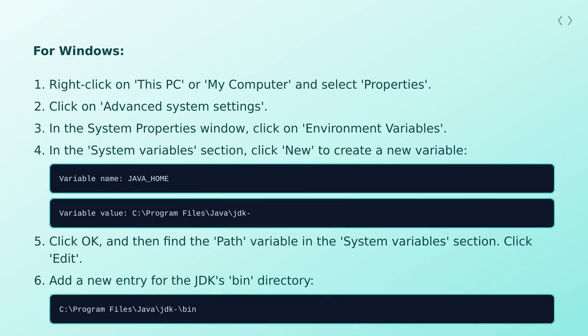Now for Windows. First, right-click on This PC or My Computer and select Properties. Next, click on Advanced System Settings. Then, in the System Properties window, click on Environment Variables.